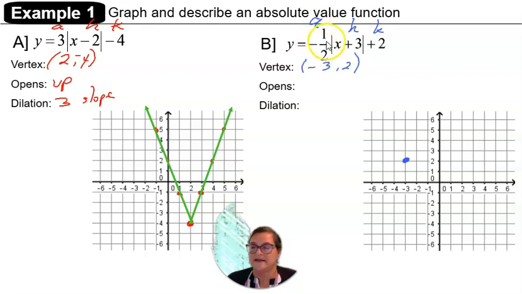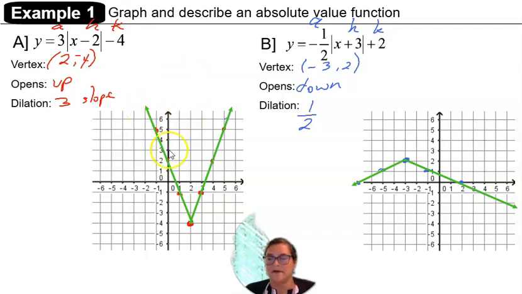Because the A is less than 0, it's a negative A, this absolute value V shape is going to open down. And the dilation is the absolute value of the A. That's a 1/2. So we're going to have a vertical shrink. We're going to start at the vertex. We're going to go down 1 and to the left and right 2 units. Down 1 to the left and right 2 units. And then we can use those guide points to sketch the V shape.